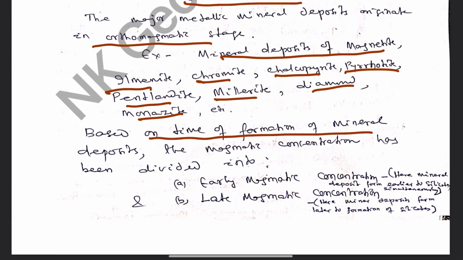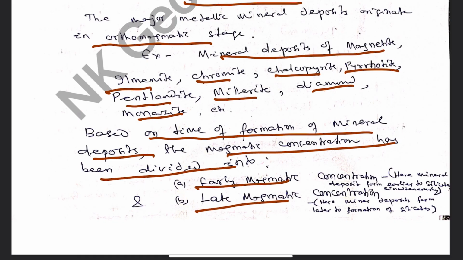Based on time of formation of mineral deposit, magmatic concentration has been divided into early magmatic stage and late magmatic stage. Early magmatic stage refers to the formation of the minerals before most of the silicates begin to crystallize. In late magmatic stage, the metal minerals get concentrated after the formation of silicates. Early magmatic concentration is divided into three types, and late magmatic concentration is divided into four types.